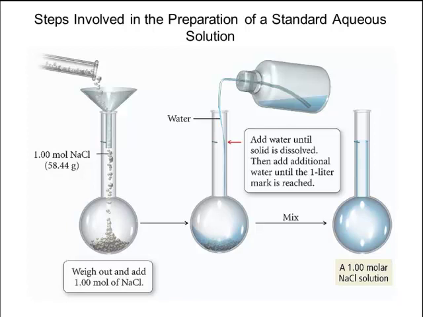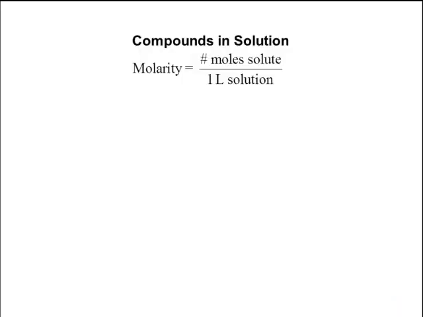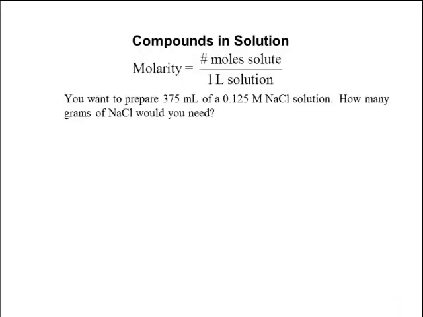Okay, now that's using a volumetric flask. That's when you have exact volumes. Similar process though when we don't have perfect volumes where we can use volumetric flasks. Let's look at an example of that. So let's say I want to prepare 375 milliliters of 0.125 molar sodium chloride solution. How many grams of sodium chloride would I need? Not easy numbers this time that you could do in your head.